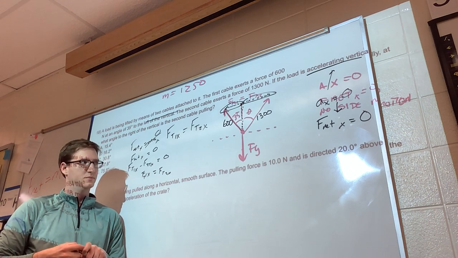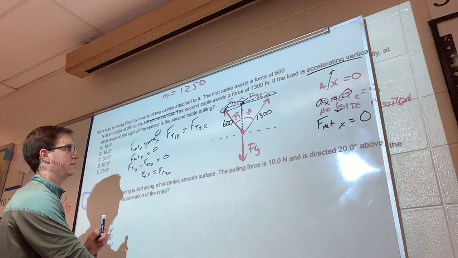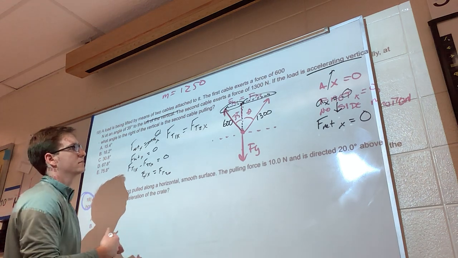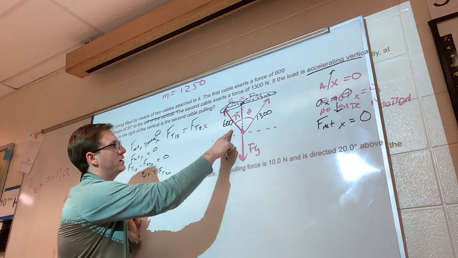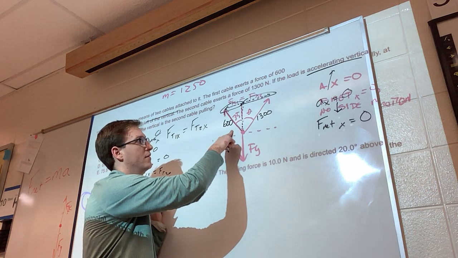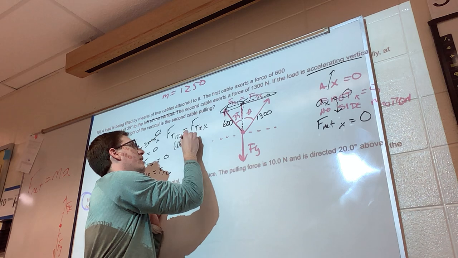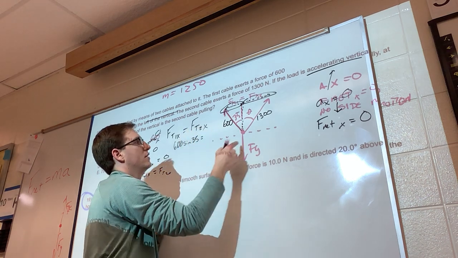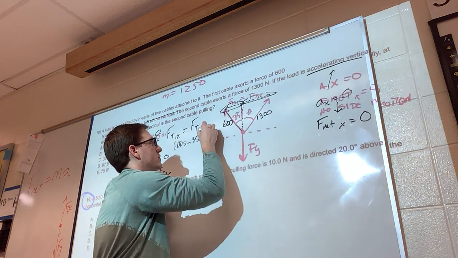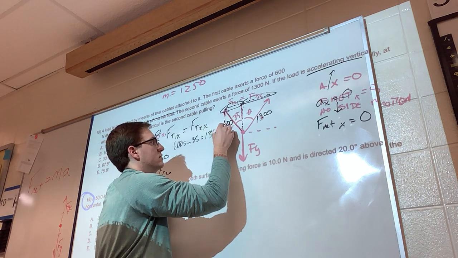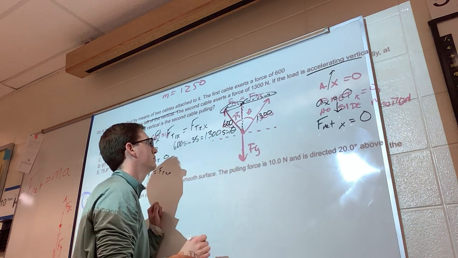Okay. So let's figure it out. Do we do the sines, cosines? Exactly. So this one is 600 sine of 35, and that one would be 1300 sine of unknown.